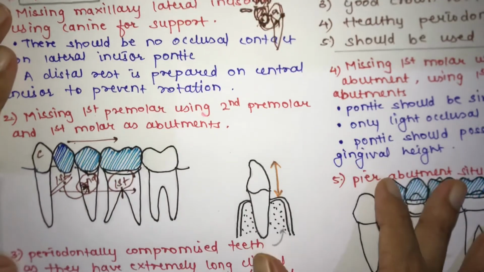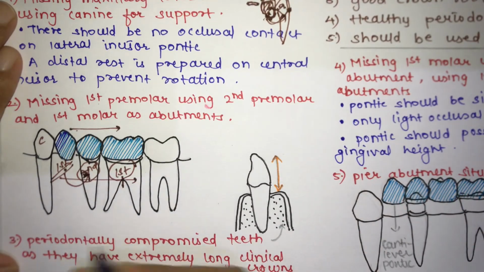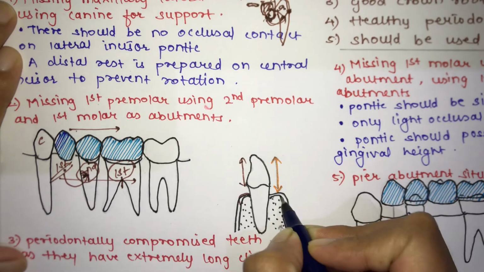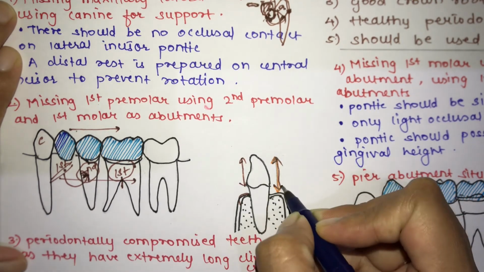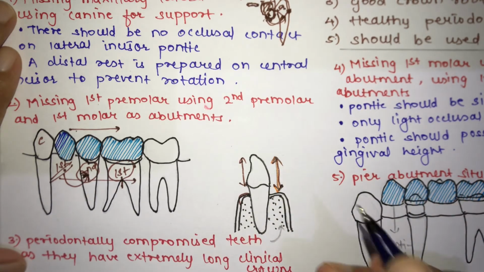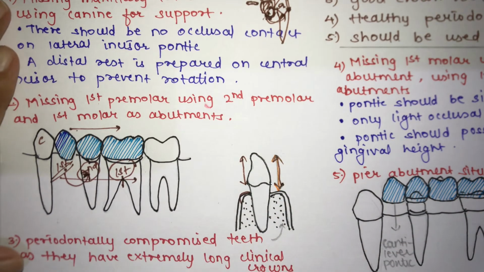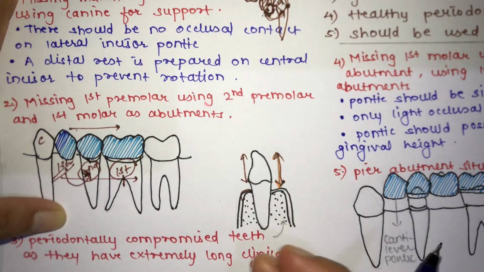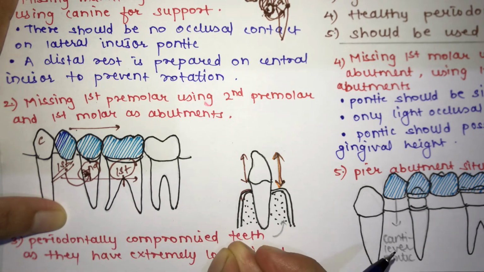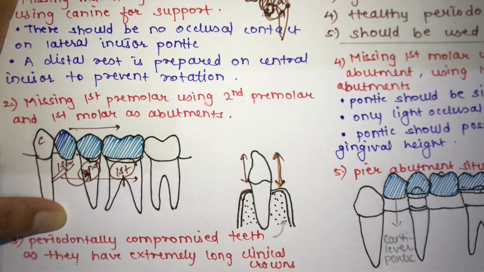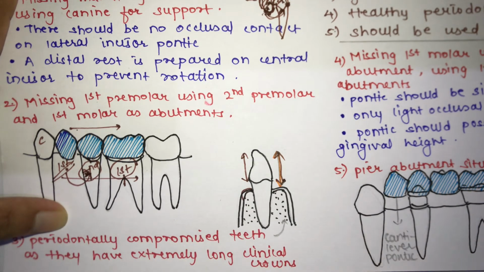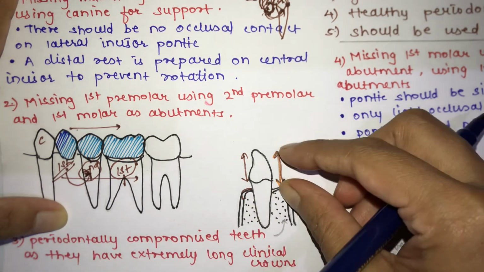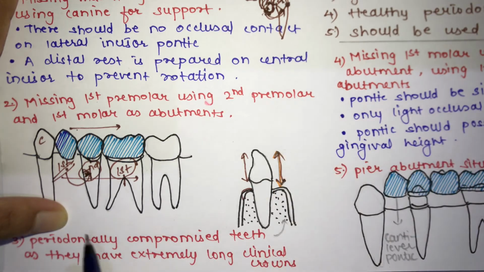Now the next indication is in the cases where there are periodontally compromised teeth, as they have extremely long clinical crowns. There is recession, so the clinical crown increases, and even in the requirements we have seen that the clinical crown should be good, but also that the periodontium should be healthy. So the periodontally compromised teeth should be a very mild case. It should not be a severe periodontitis, and then you can use it as an abutment. So there can be recession, because in recession the crown length increases. So this is the next indication.